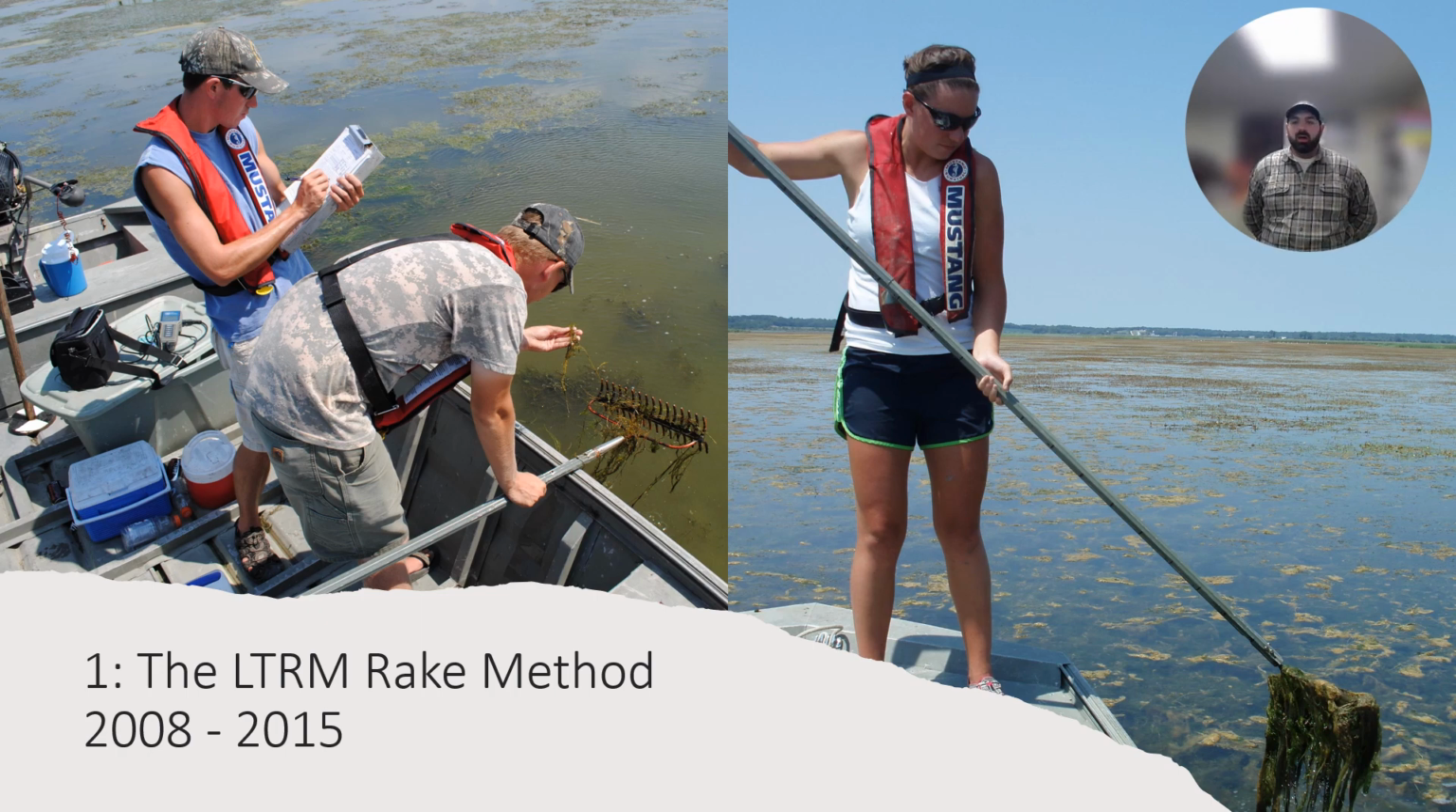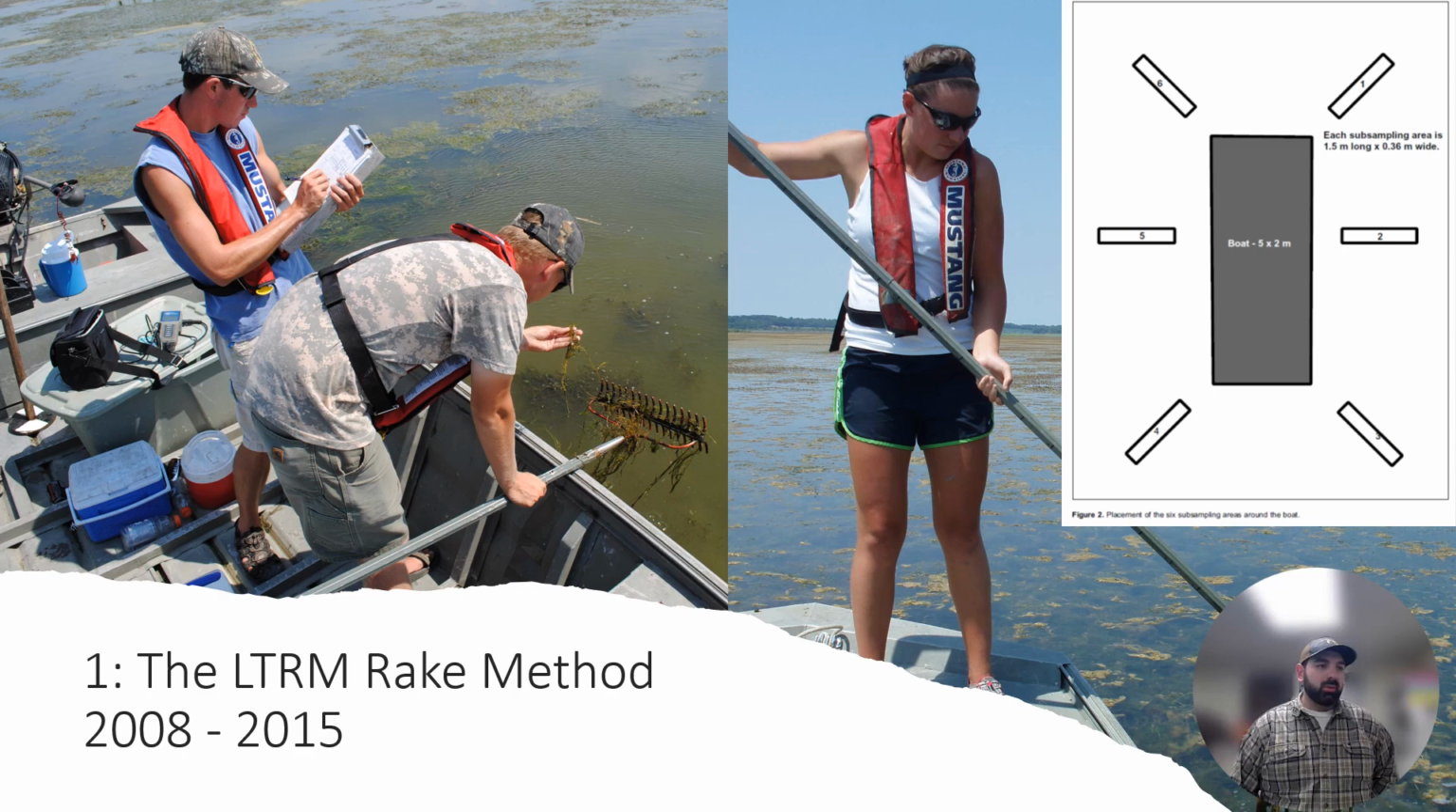So first, the LTRM rake method, again, 2008 to 2015. What occurs here is water quality parameters are recorded from each site. 6 casts are made around the boat. Each cast is supposed to be a specific area, and the total density of all the vegetation on the rake head is recorded, and also the density for each species present on the rake head, which is identified right there in the field.